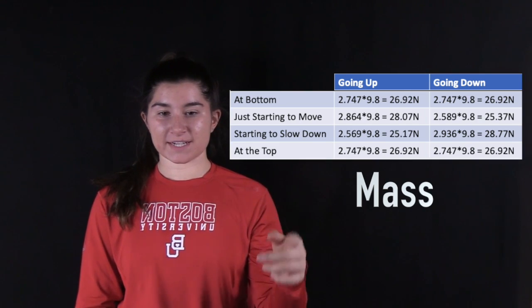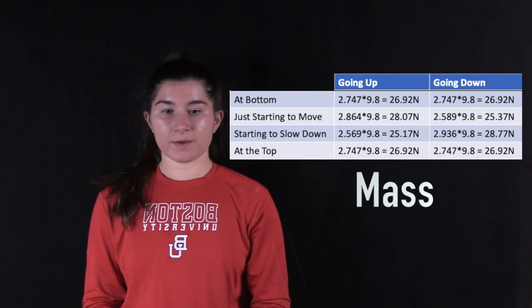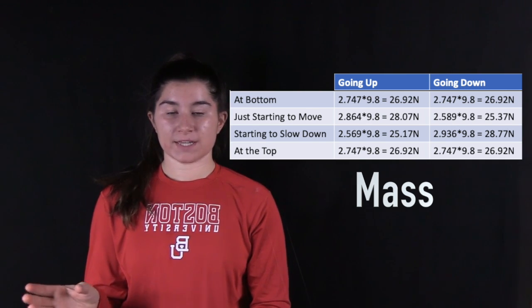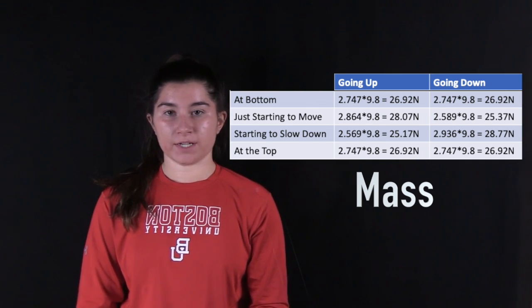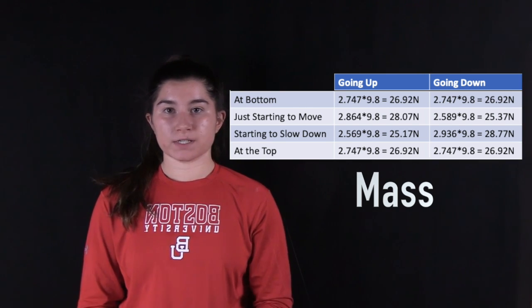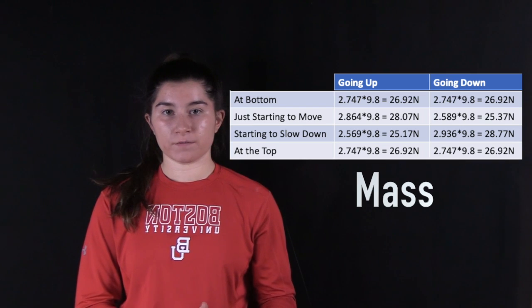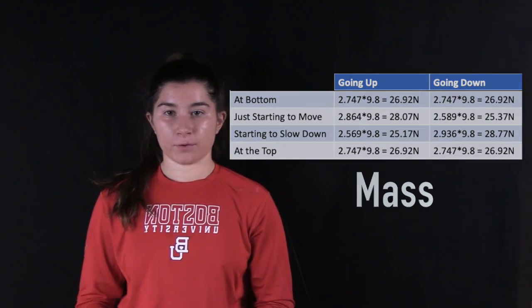As you can see in this data table, we determine the masses by taking the weight of the object and then multiplying it by the acceleration of gravity in order to get the mass in newtons, because a newton is a kilogram times meters per second squared. A newton is also a unit of measurement for mass and force.